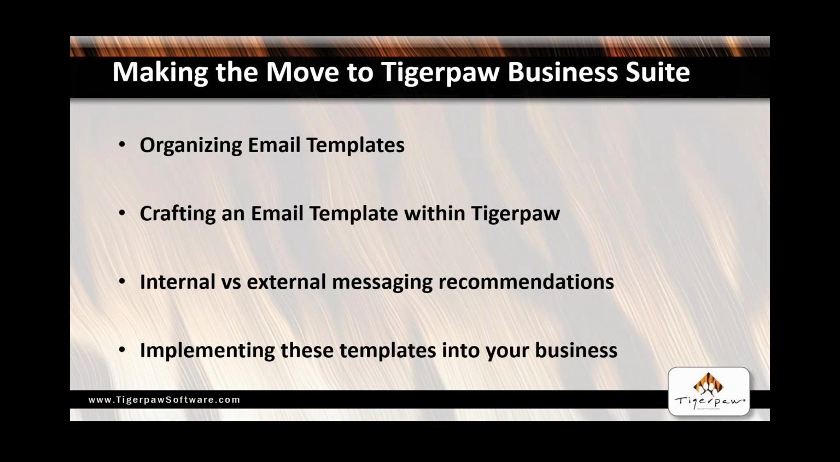So to kind of cover some things, we talked about organizing email templates through categories. Think of them as folders. Then we talked about crafting an email template within TigerPaw, using the what you see is what you get, copying over from Word, creating it in an external HTML editing application, and copying the HTML code in. We talked about adding tokens and why they're important. We talked about the formatting options that we have. Then we talked about internal versus external messaging recommendations.